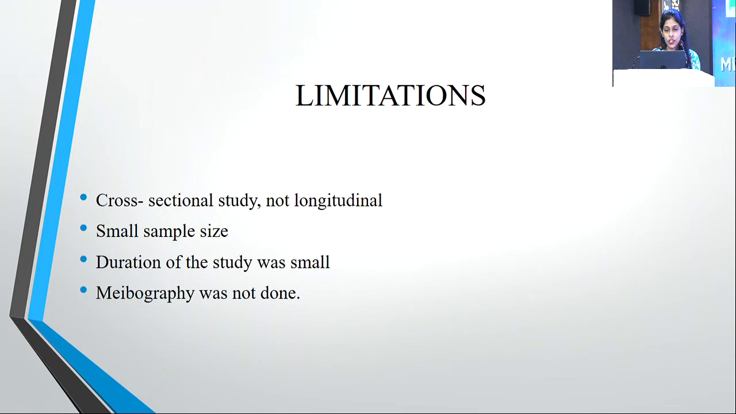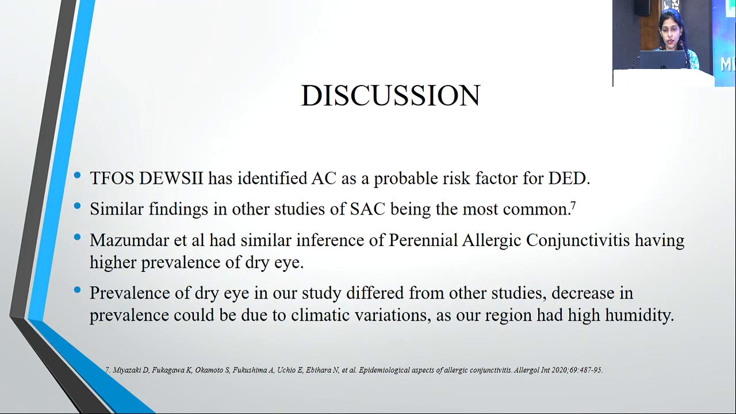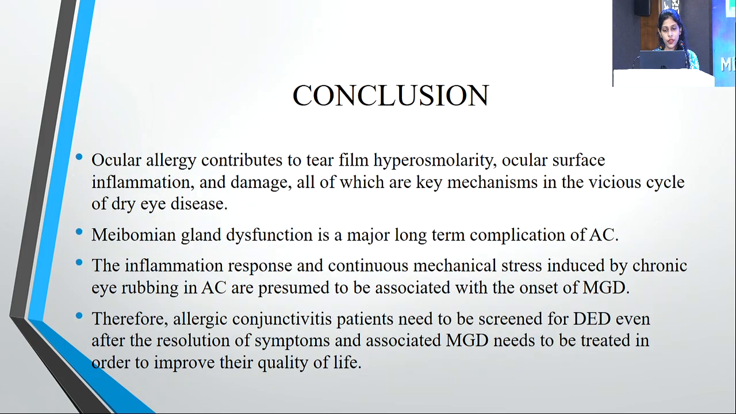The limitations of our study were that it was a cross-sectional study, not longitudinal, had a small sample size, the duration was small, and meibography was not done. Coming to the discussion part, the TFOS DEWS II criteria has identified allergic conjunctivitis as a probable risk factor for dry eye disease. Similar findings were found in other studies, with seasonal being the most common. Mazumdar et al. had a similar inference of perennial allergic conjunctivitis having a higher prevalence of dry eye. Prevalence of dry eye in our study differed from other studies, and this decrease in prevalence could be due to climatic variations, as our region had high humidity.